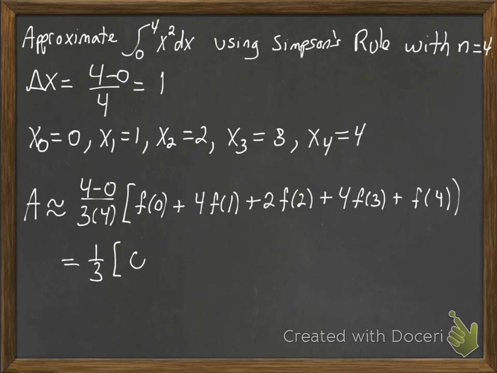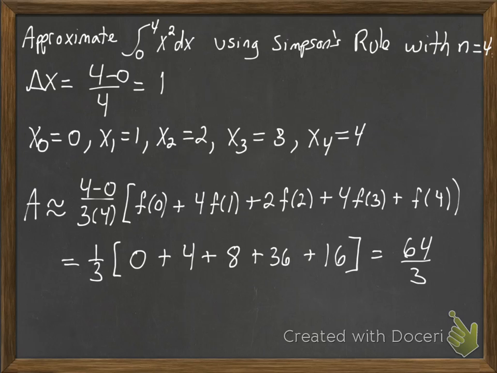F of 0 is 0. F of 1 is 1 squared, which would be 1, times 4 would be 4. F of 2, 2 squared would be 4, times 2 would be 8. And then 3 squared would be 9, times 4 would be 36. Plus 4 squared, which would be 16. So we just add all those up. 4 and 8 is 12, and 36 is 48. 48 and 16 is 64 over 3.